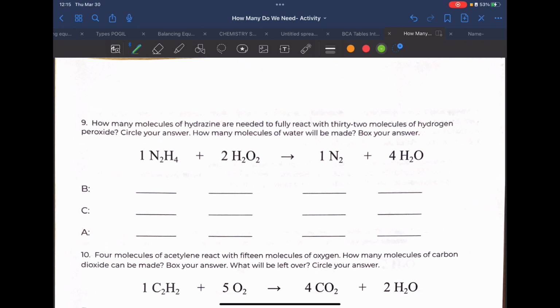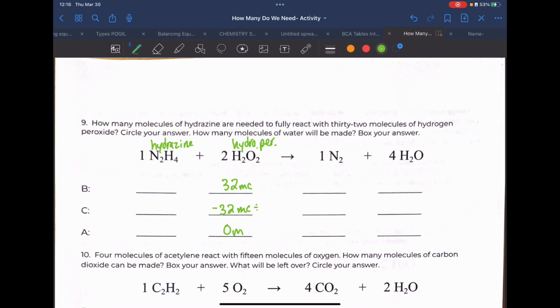How many molecules of hydrazine are needed to fully react with 32 molecules of hydrogen peroxide? This one is hydrazine, and this one is hydrogen peroxide. We want to know how many hydrazines are needed to fully react with 32 molecules of hydrogen peroxide. So we're starting with 32 molecules of hydrogen peroxide, and we're going to use all of it.